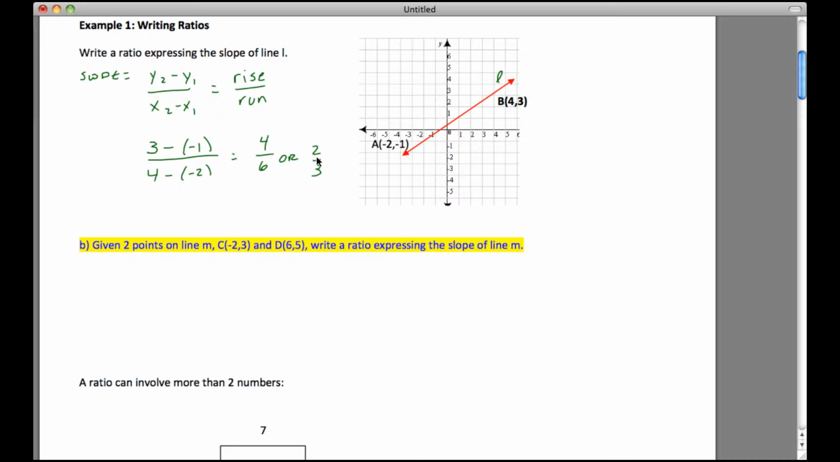Okay? And so in this one that's highlighted here, I would like for you to try this one. In this case, I don't give you the graph, but I give you the 2 points. So write a ratio expressing the slope of line M. You can go ahead and pause right here. Okay? I am going to move on.